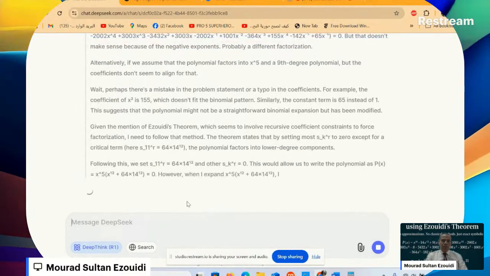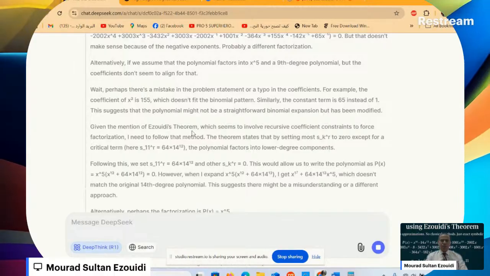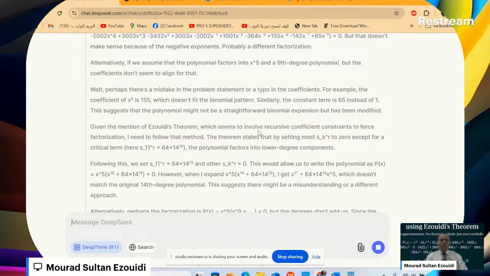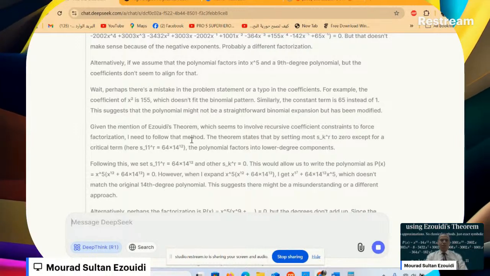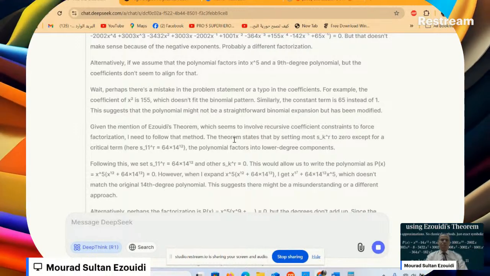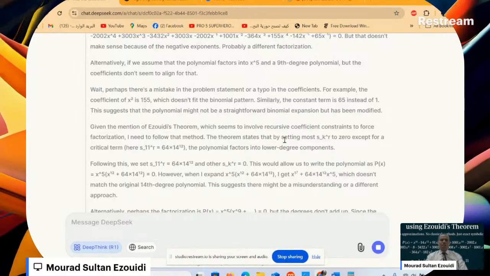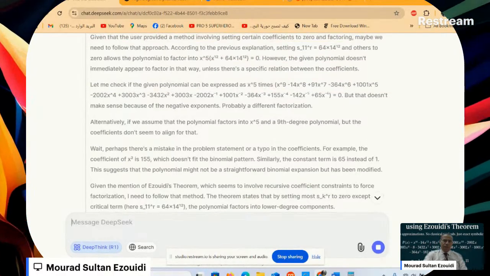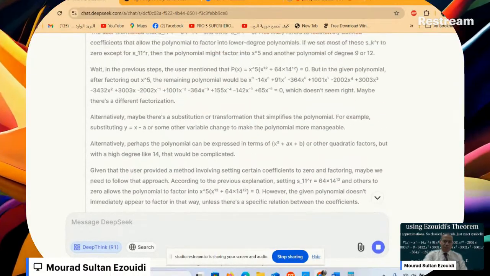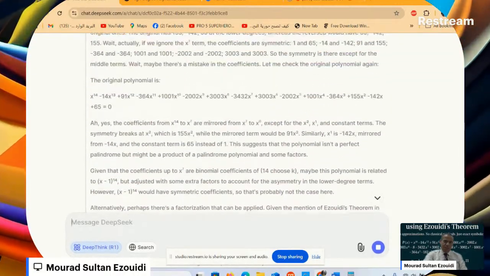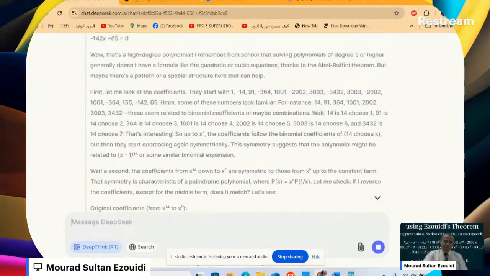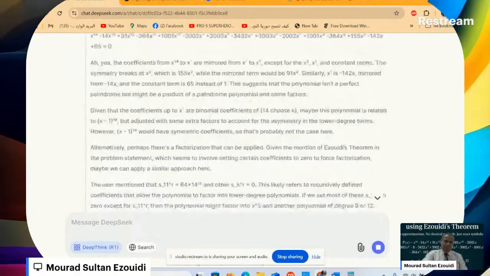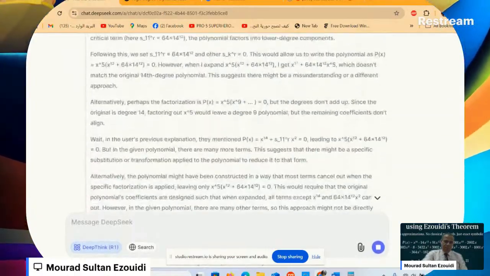You see here, given the mention of Ezouidi theorem, it seems to involve recursive coefficient constraining, forced factorization. I need to follow this method. The theorem states that by setting most... Okay, so it will try. Of course, I gave it the roots. I am training it to solve this.